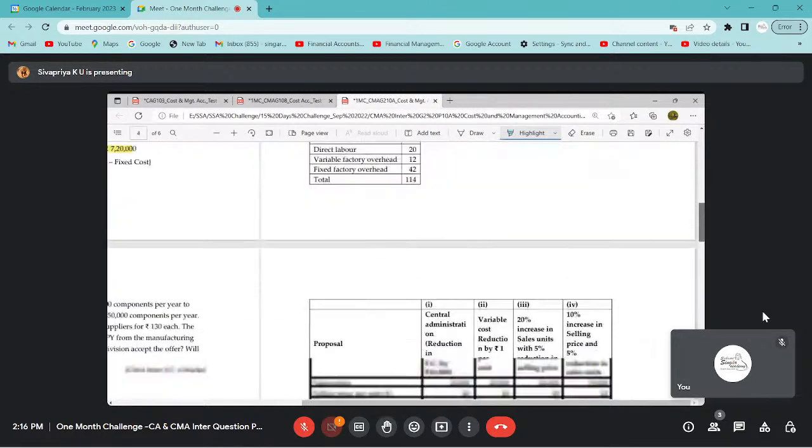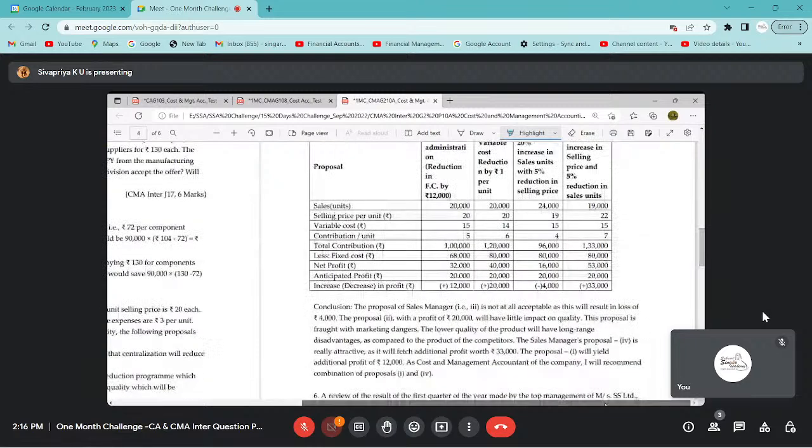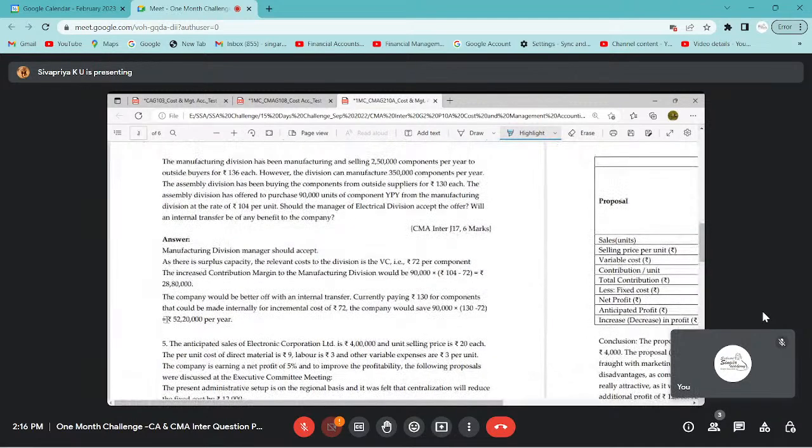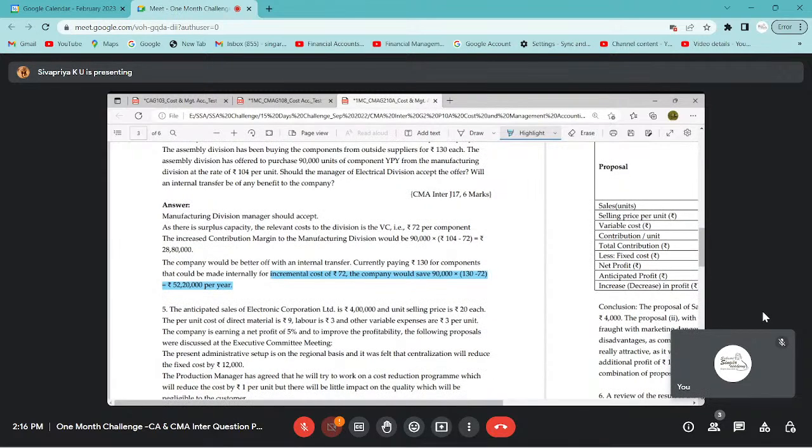Then question number 4, transfer pricing. So the answer will be 52 lakh and 20,000 with an incremental cost of 72. So this will be the savings. So the manager should accept.